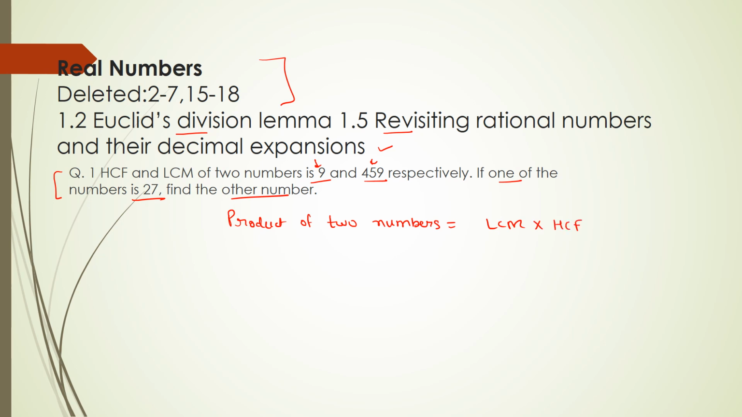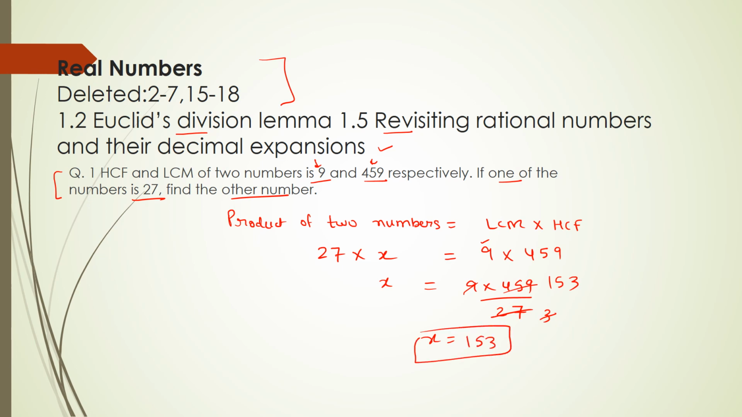So product of two numbers. We know one number. We don't know the other number. Let's say x. LCM is given to us, which is 459. HCF is given to us, which is 9. So x becomes, you know how to solve it, right? Just cancel it down and you will get the answer. So 9 3s are 27, 3 1s are 3, 3 5s are 15, 3 3s are 9. So the number is 153, right? Let's move on to the next question.